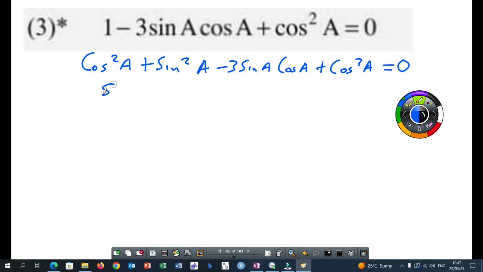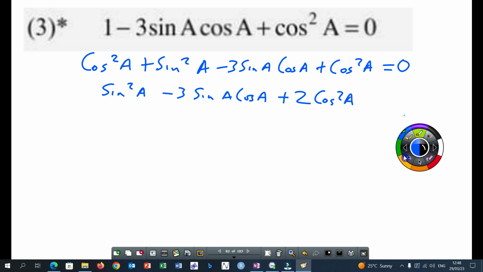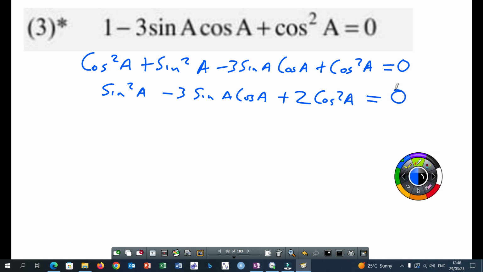Right? Then you can have sine squared A minus 3 sine A cos A plus 2 cos squared A equal to 0. Then from here, you just have to factorize. If you want to factorize it, you go back to the basics. In terms of algebra, you can say let sine A be x and let cos A be y. Then you end up with a quadratic equation in 2 variables. In actual fact, that will be the easiest way of approaching the question.